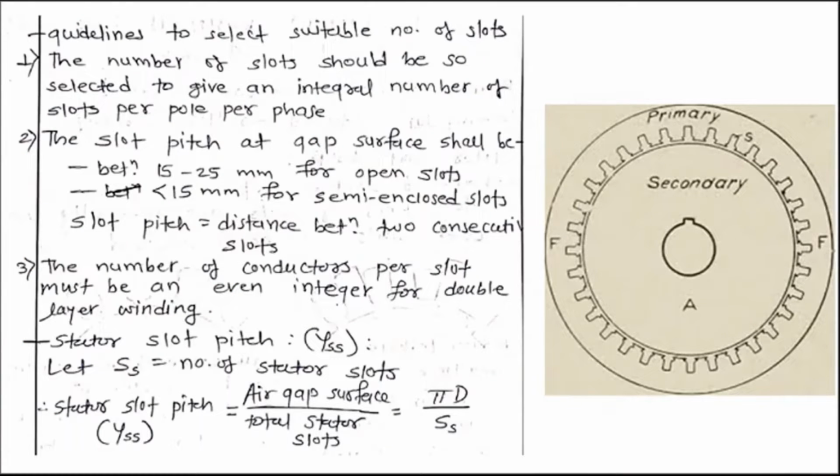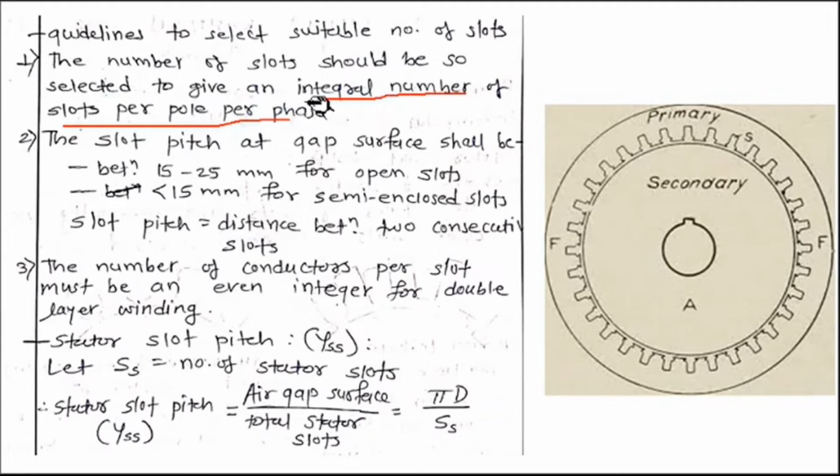Now there are some guidelines to select a suitable number of slots. So we have to follow these guidelines. The first guideline is that the number of slots should be selected so as to give an integral number of slots per pole per phase.